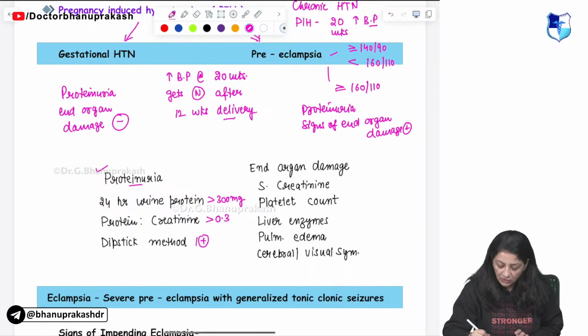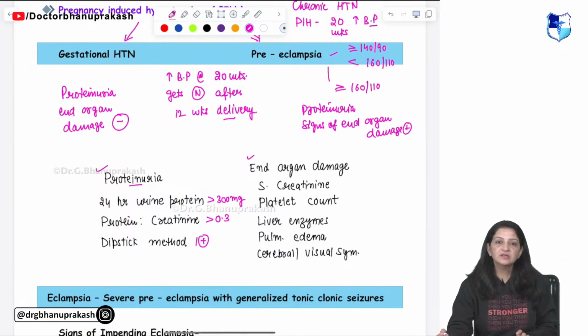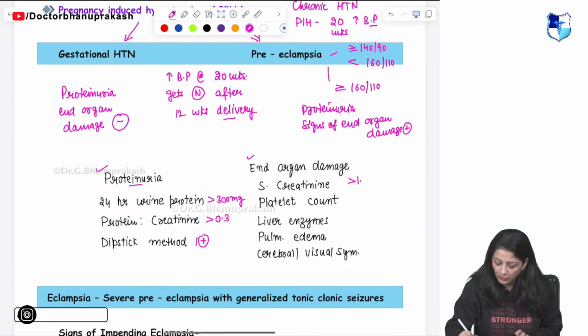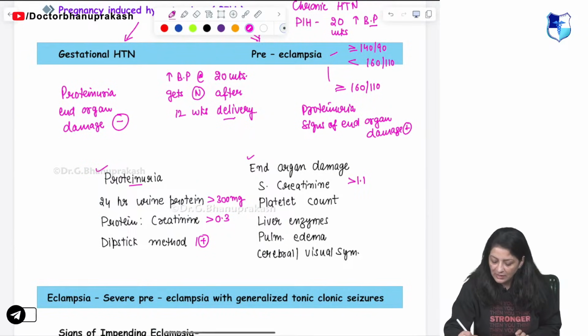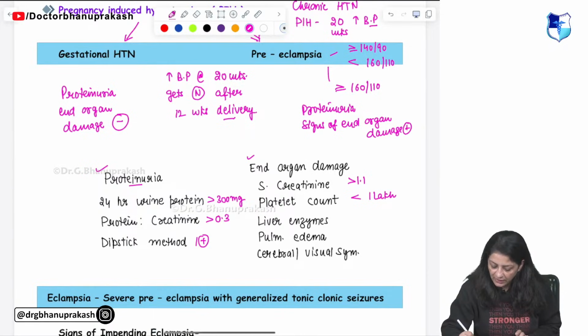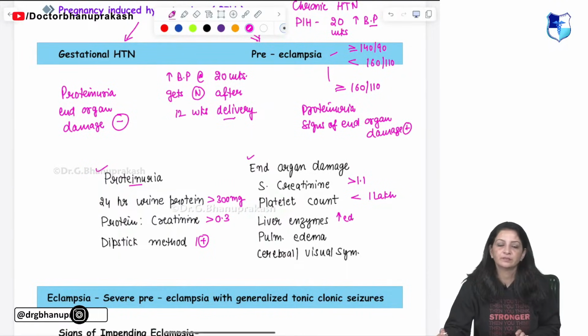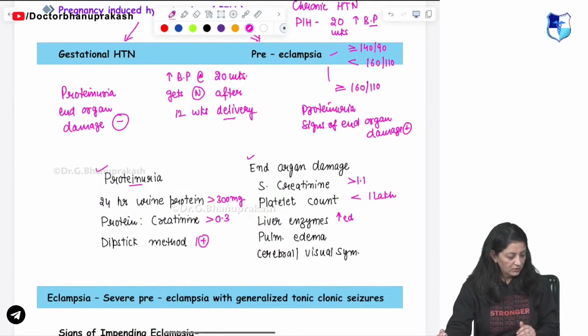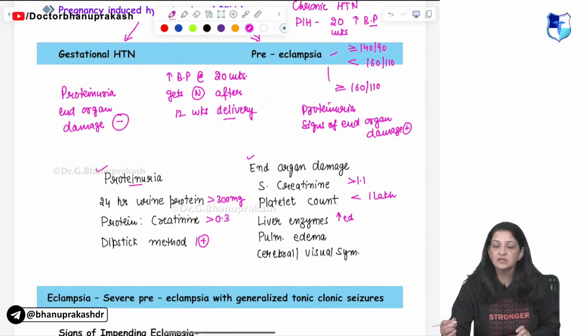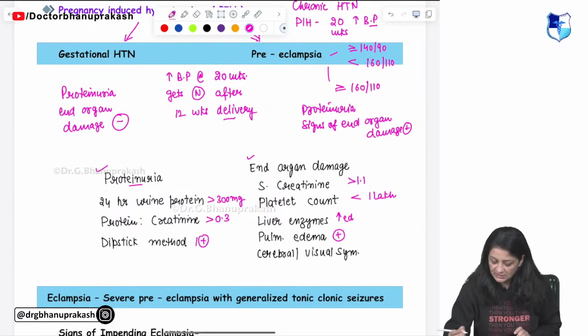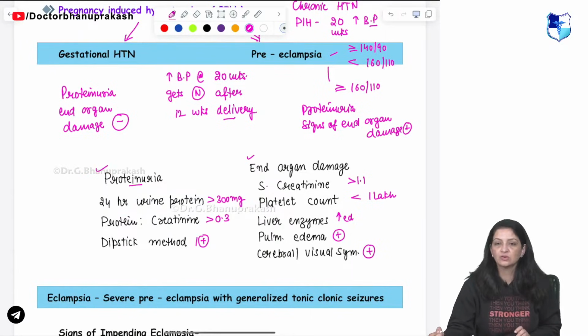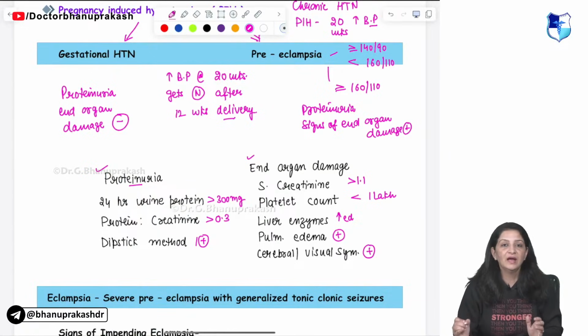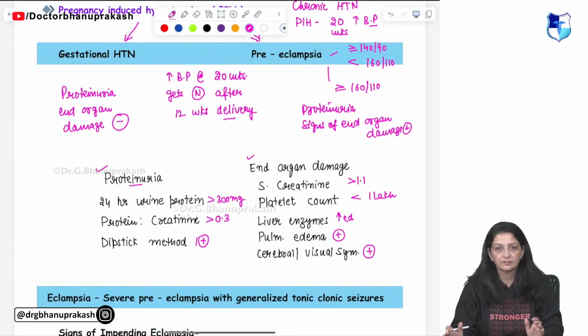So what is the meaning of signs of end organ damage? If the creatinine is more than 1.1, platelet count less than 1 lakh, liver enzymes raised 2 times than the normal values, pulmonary edema present, cerebral and visual symptoms are present. So this is called signs of end organ damage.